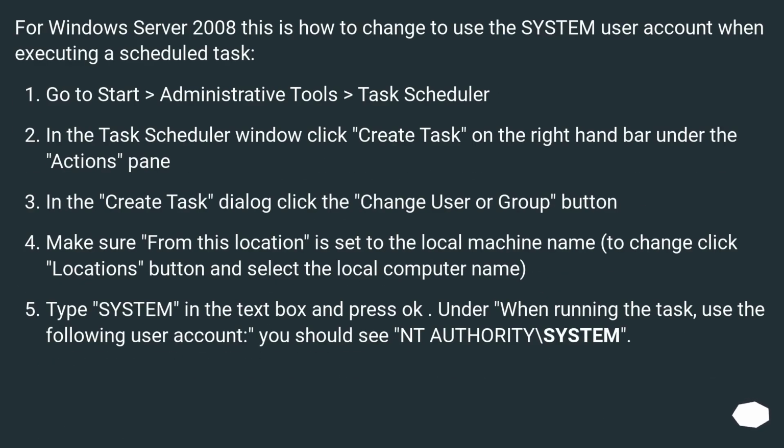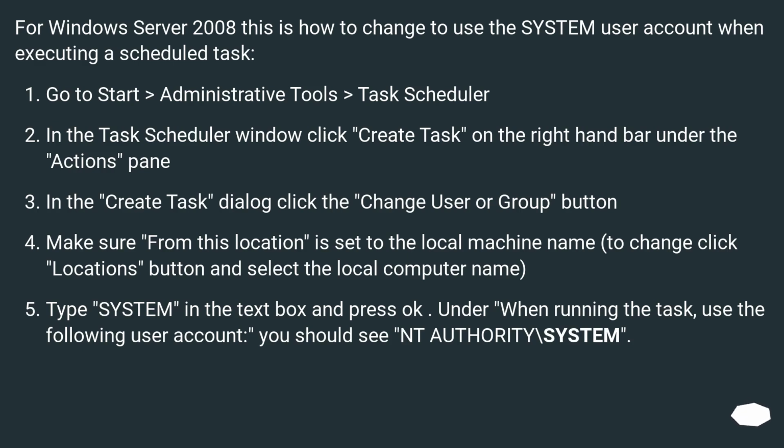For Windows Server 2008, this is how to change to use the system user account when executing a scheduled task. Go to Start > Administrative Tools > Task Scheduler. In the Task Scheduler window, click Create Task on the right-hand bar under the Actions pane.